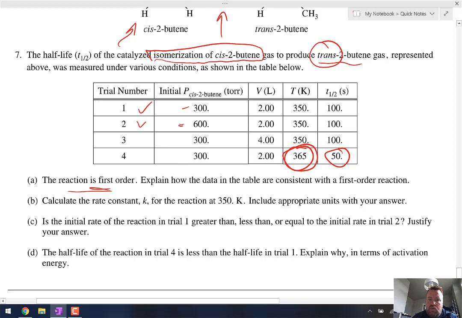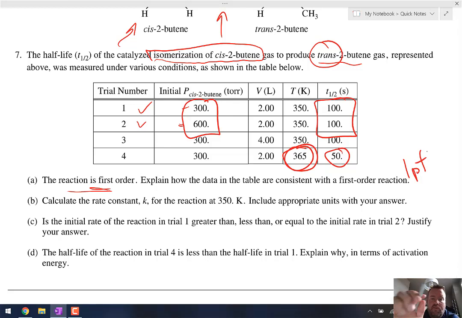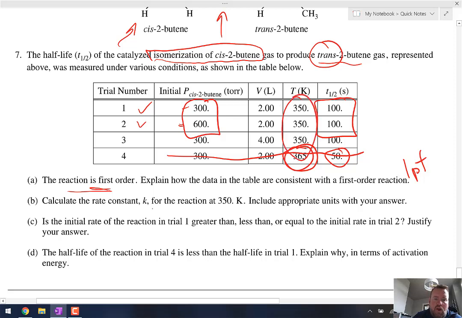I would just say in trials 1 and 2, at different pressures, there is a constant half-life, and that is a 1-point response. Okay, part B says calculate the rate constant for the reaction at 350. So don't use this information down here. Use the 350 ones. Okay, and so we know that half-life is equal to 0.693 over k, which also means if they're asking for the rate constant k, k is going to equal 0.693 over the half-life.